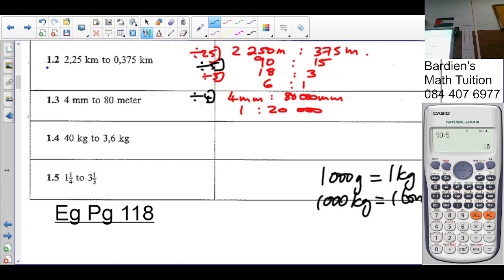So since I'm working with decimals, I'm going to convert all the kilograms to grams. And how do we do that? By multiplying everything by 1,000. So do that quickly.